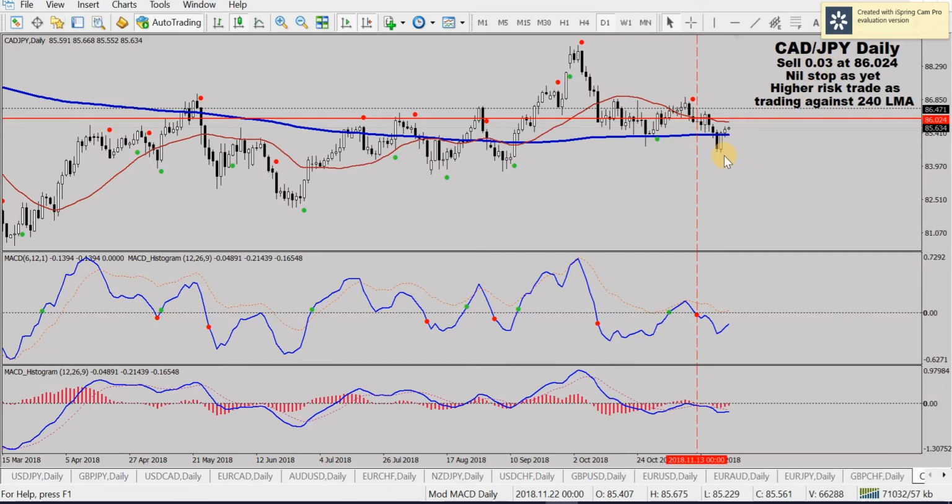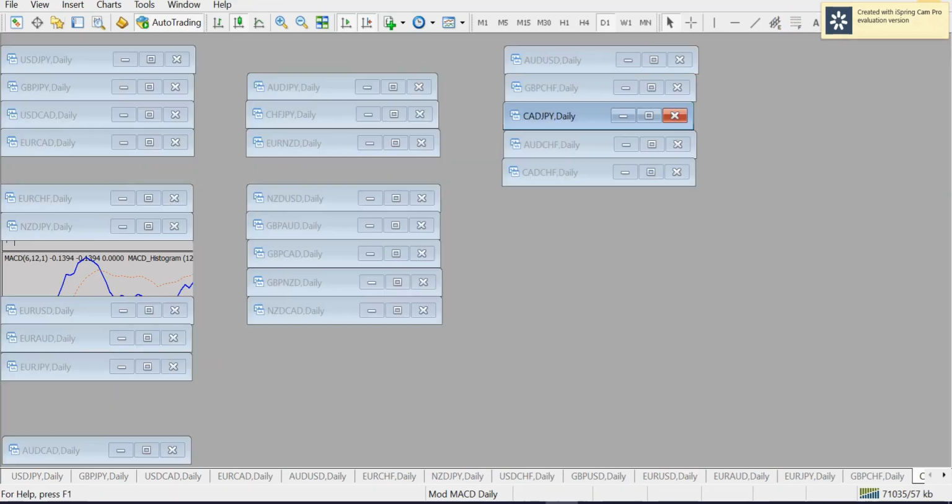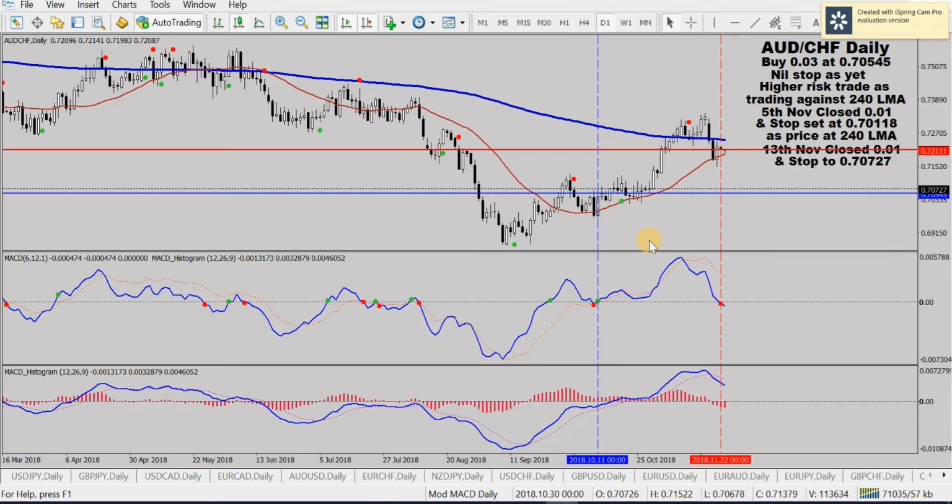CAD Yen had a sell here, went nicely, broke through the 240 LMA. I thought that was great, looking good, and bang, last 2 days, gone up back through the 240 LMA. So here I've closed 0.02 also and put a stop at 86,471. Just reducing my risk. It just looks like it wants to head up now, so I'm not going to muck around with these trades.